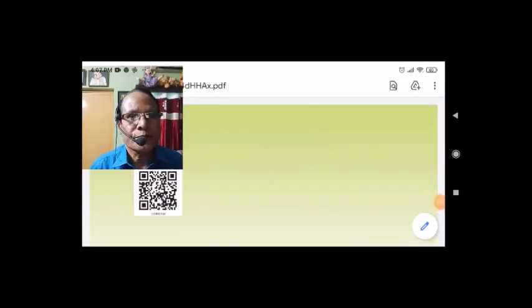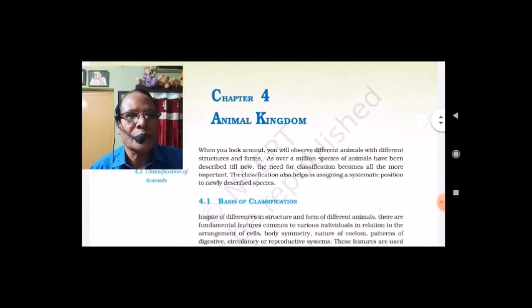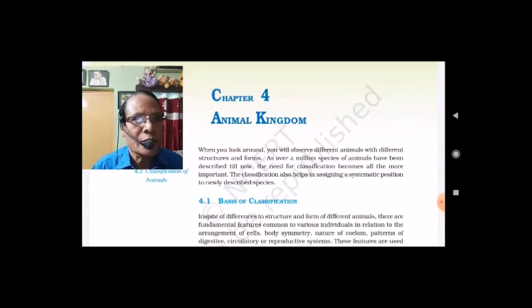Hi students, today we have to talk about another chapter, namely the animal kingdom. Now we have millions of individuals or animals in this world. To study and describe the different animals, there is a need for classification. Not only that, but we also need classification for assigning systematics to the newly arrived animals.